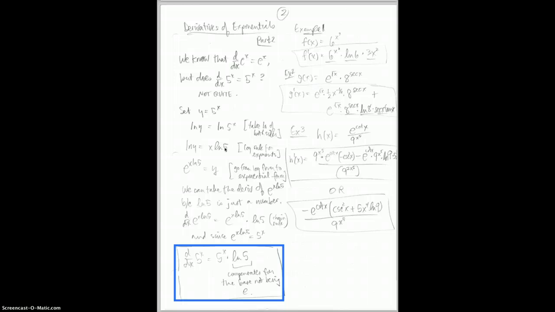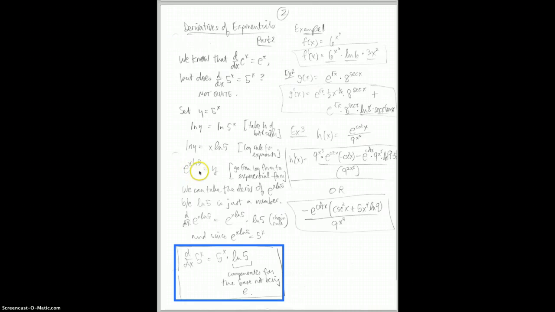Now, I'm again going to use something from Algebra 2 and Pre-Calculus. I'm going to go from this logarithmic form to exponential form. If you have log base e of y, which is what ln is, going to exponential form, you'll get e to the x ln of 5 equals y. You may need to review how to go back and forth from logarithmic to exponential form.